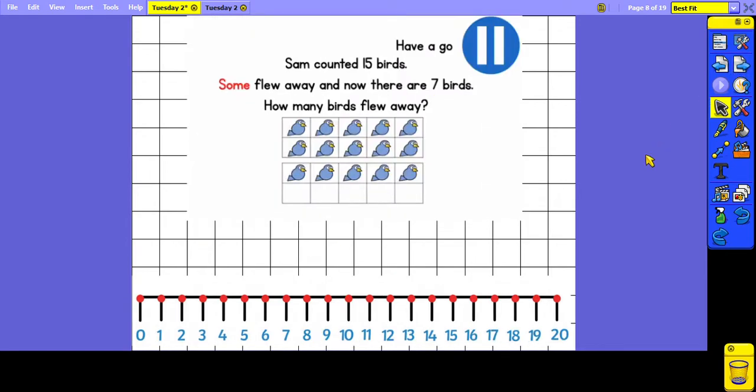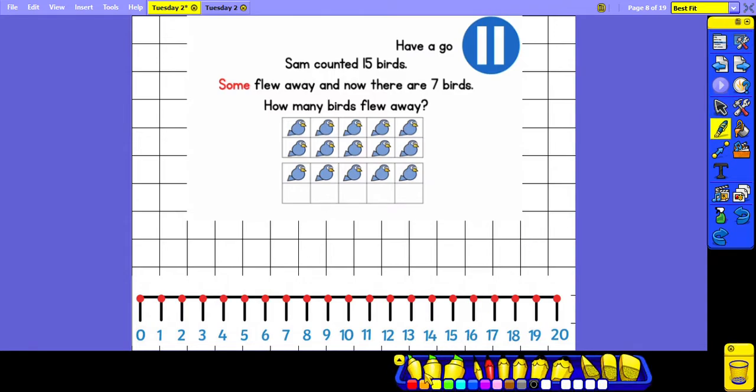Here we've got another example. It's another word problem and we are finding the difference again. I'll read the question and then you're going to have a go. So Sam counted 15 birds. Some of them flew away and now there are 7 birds. How many birds flew away?